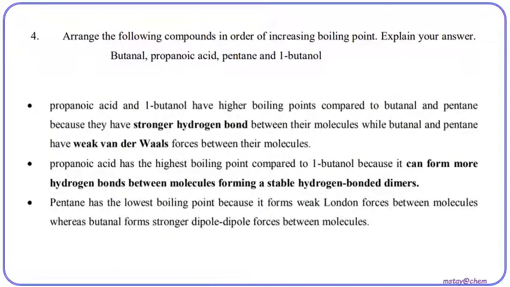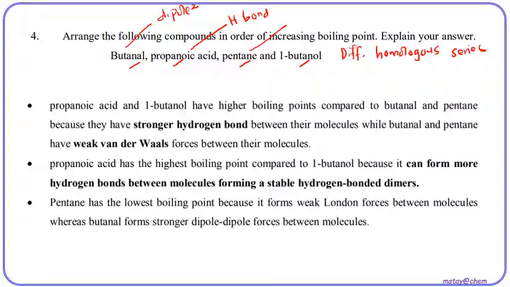Okay, now let's continue with the tutorial question number 4. Butanal, propanoic acid, pentane, 1-butanol. Okay, so we notice that they are from different homologous series. Let's identify the intermolecular force. Butanal is an example of carbonyl, so dipole-dipole. Propanoic acid, hydrogen bond. Pentane is alkane, so it's London forces. While 1-butanol also consists of hydrogen bond.